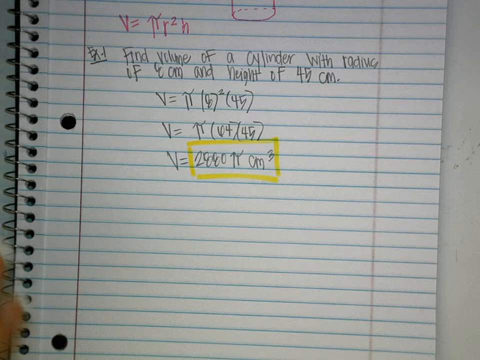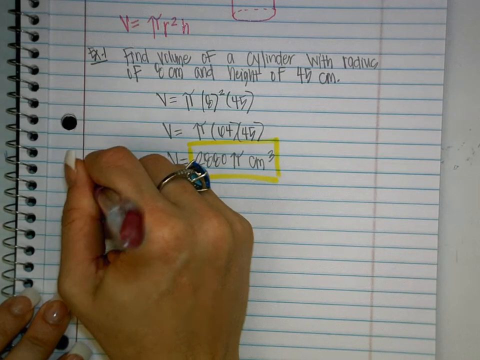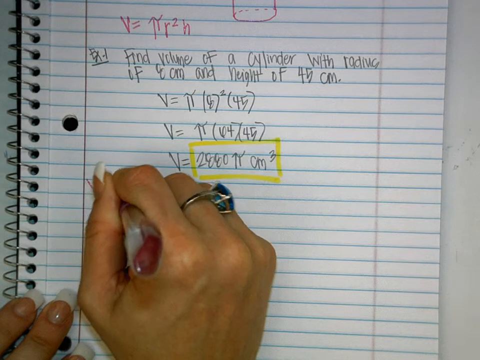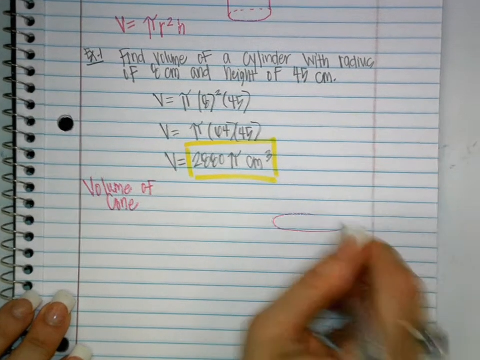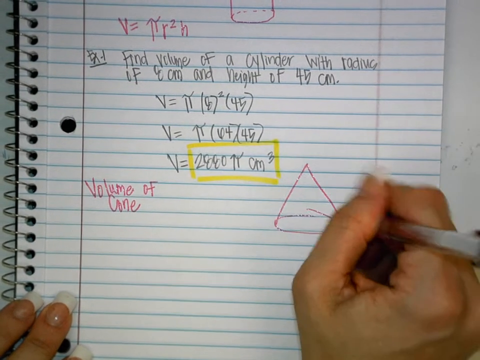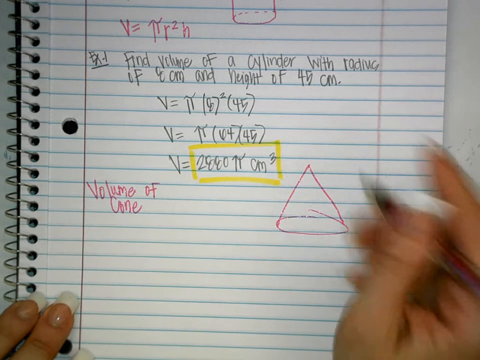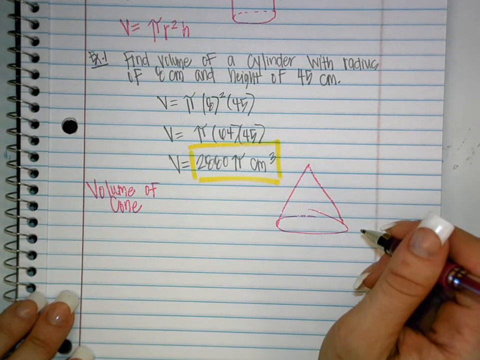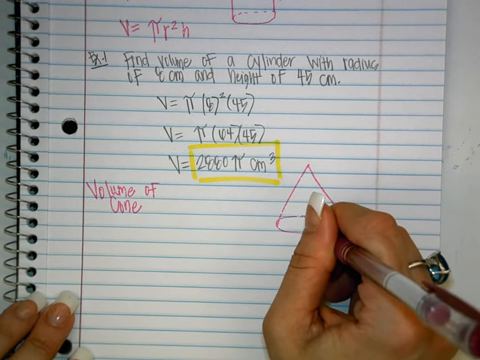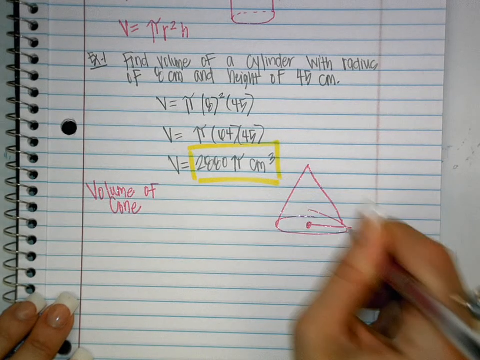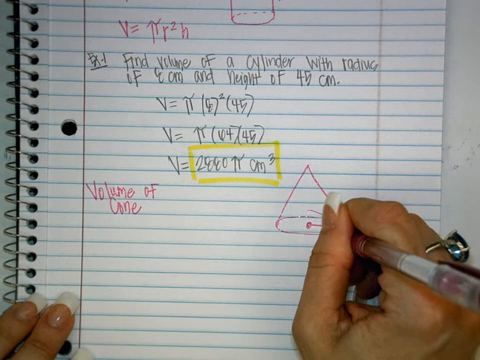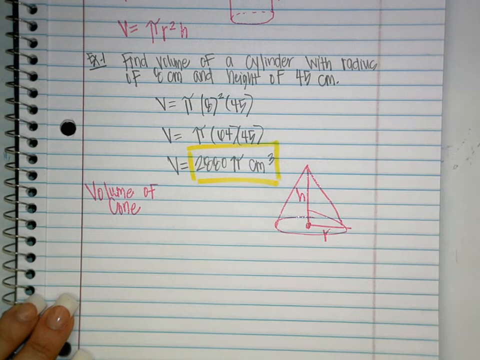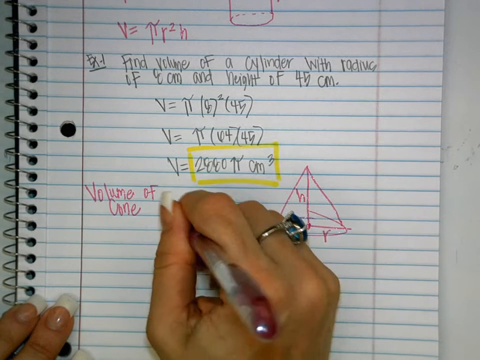Next one we're going to work on is volume of a cone. Remember, a cone could look kind of like a party hat, or like a traffic cone. Thank you, yes. So what are the parts that we need here? What measurements do we need for a cone? We need the radius, and what else? The height.